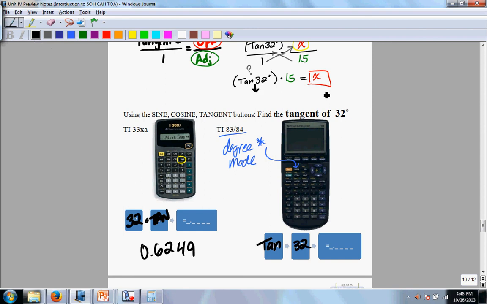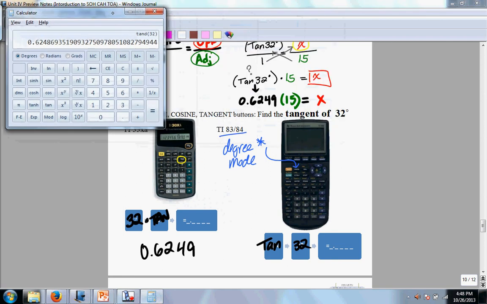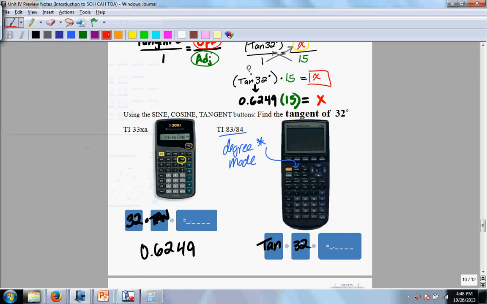So this gets replaced with this decimal, 0.6249. Then we times by 15, and that's going to give us our missing side length, x. So on your calculator, I'm going to take that decimal and times by 15. Now you round your final answer to the 10th place. In this case, it's going to be 9.4. So our final answer, x is 9.4.